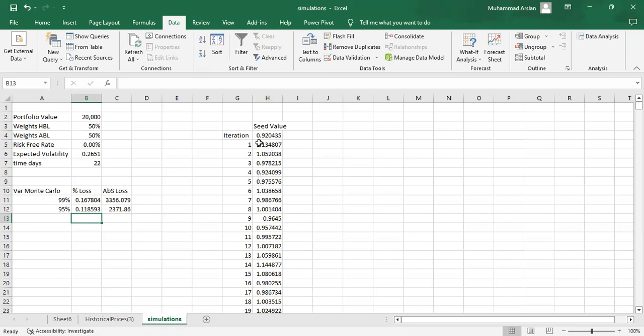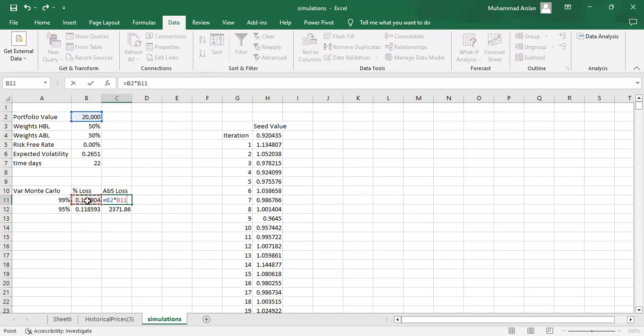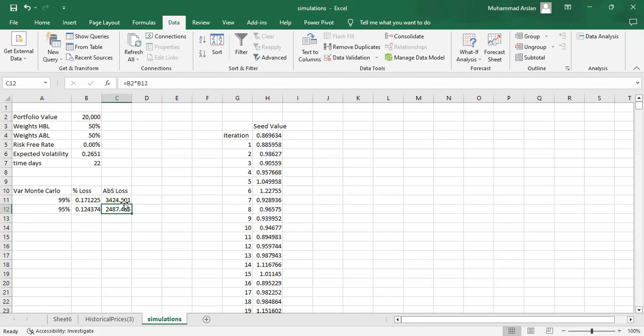Every time you hit the enter button, you will notice that the random numbers will be generated over there. For the absolute loss, you have to convert this loss into a number, how much amount you are going to lose. So we have 20,000 of total portfolio amount, multiplied by this loss. On this investment, we have suffered a loss of 3,424.501 rupees. So that is the Monte Carlo simulation approach to compute the value at risk.